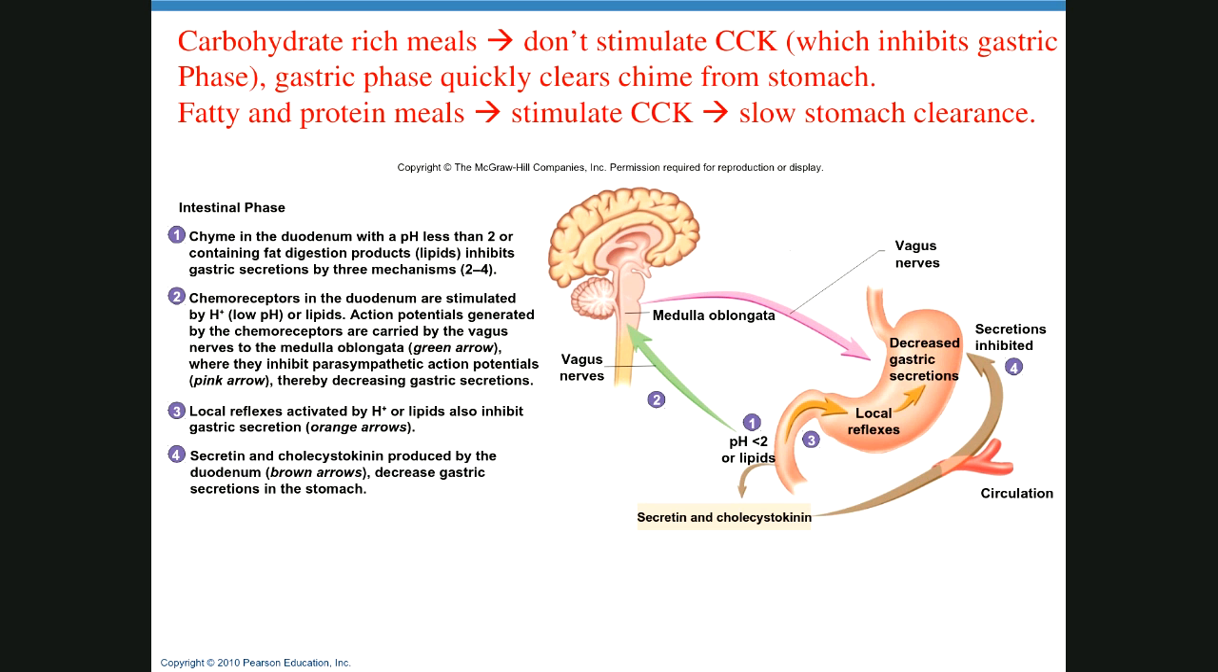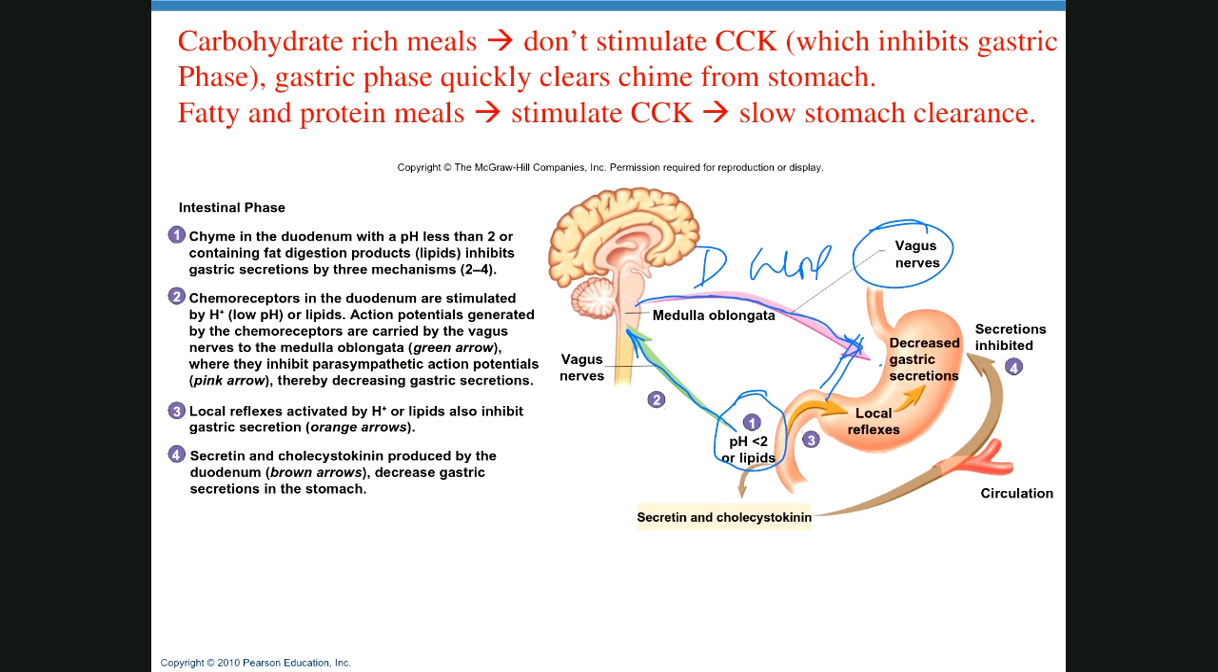This is the depiction of what's happening in the intestinal phase. So we have a low pH and lipids, which are going to stimulate the next phase. The signal is sent to the central nervous system, and the central nervous system, via the vagus nerve, the medulla, is going to decrease stimulation of the vagus nerve into the stomach, because now we need to stop what's happening in the stomach.